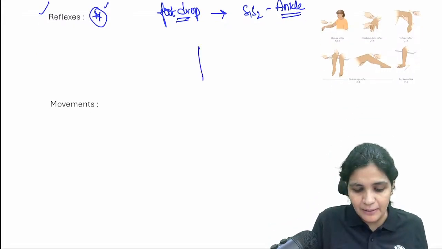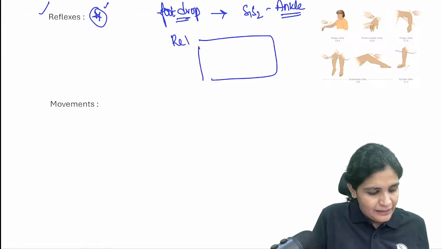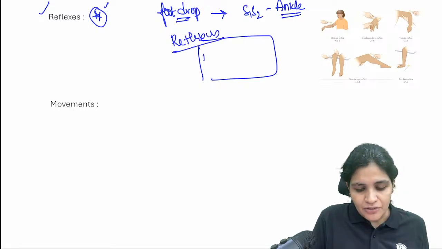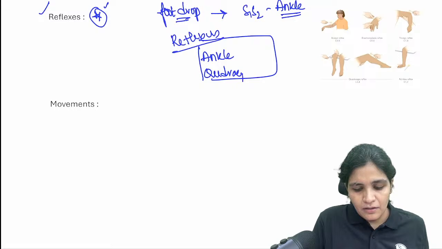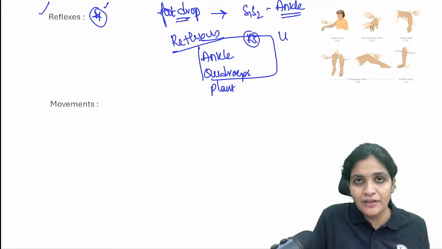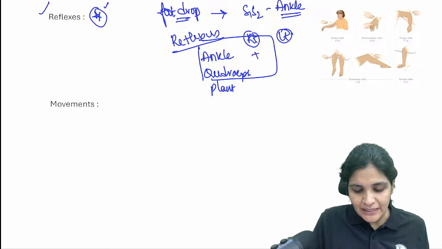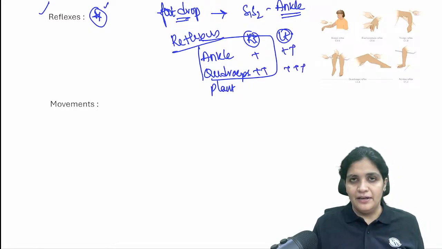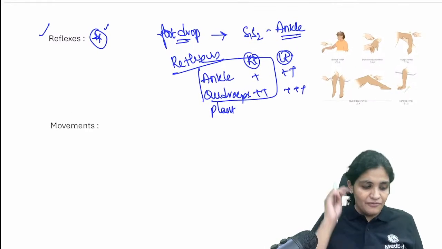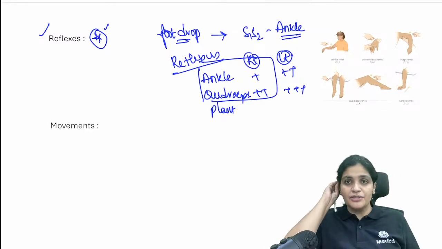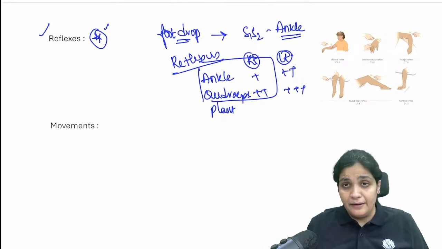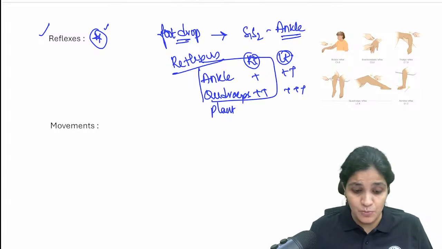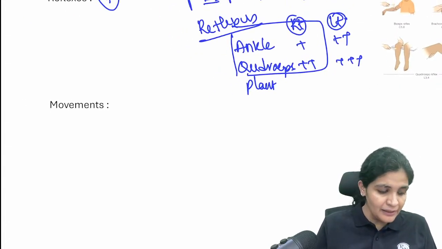Again, you have to put the tabular column and then write the reflexes, and you're checking the quadriceps and ankle or plantar, right? Then you will write right and left, and if it is sluggish or increased, like that you will write. That is about the reflexes. You have to always understand which reflex is meant for which particular nerve. Then finally, you will end with the movements.